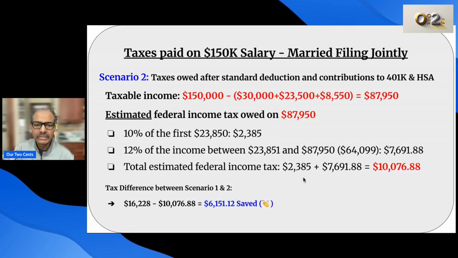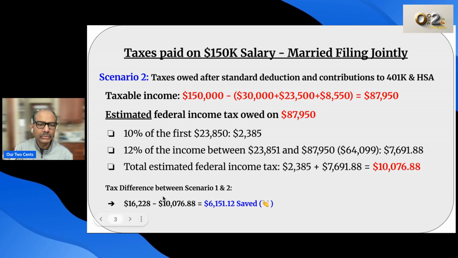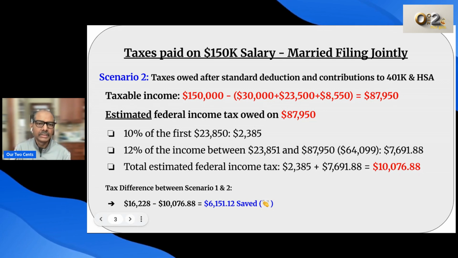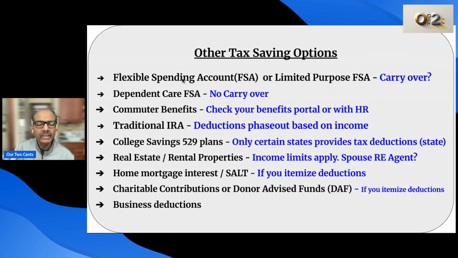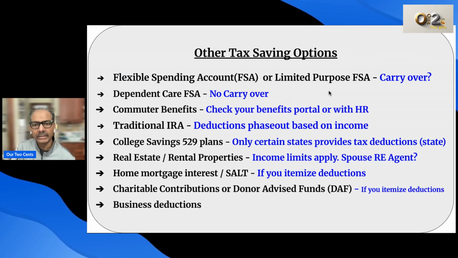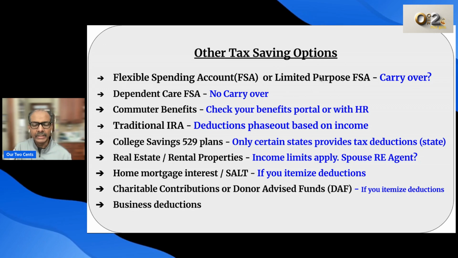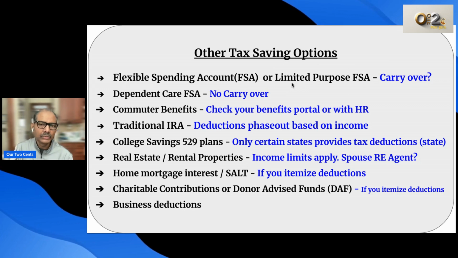There are other options available for you to be able to save on taxes. I'll quickly go through them. It might be applicable based on your individual scenarios. The first one is flexible spending, or limited purpose FSA, right? If you have an HSA plan, then you are allowed to do only a limited purpose FSA. In terms of what you can claim, there are differences between these two accounts. You can quickly Google to find what's allowed.